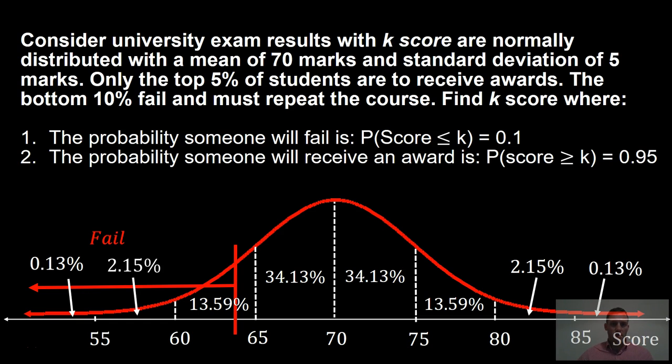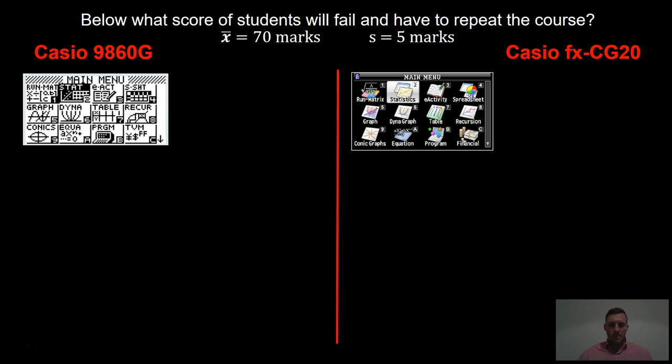The probability someone will receive an award is the probability of the score being greater than or equal to K, which is equal to 0.95. So we want to find the top 5% and I've marked that here in green. So again, similar to when they fail, I've tried to estimate where the top 5% will lie. We can see it's going to be somewhere between a score of 75 and 80, but closer to 80. Let's look at it on the graphics calculator.